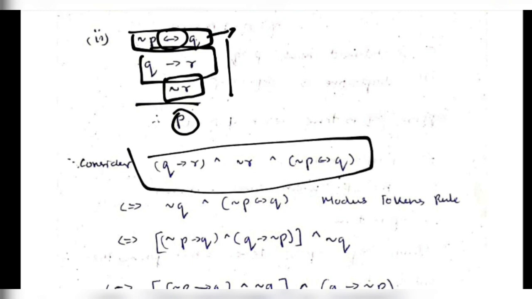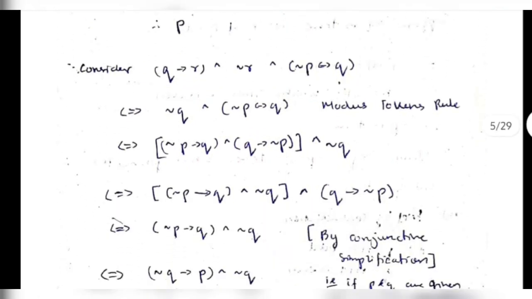The second part of the question is: not p biconditional q, and q conditional r, and not r. The conclusion given is p. First we will write the AND of these three statements, and then by modus tollens we will write this in the form of this. These both will be written in this form, and this will be the same here.